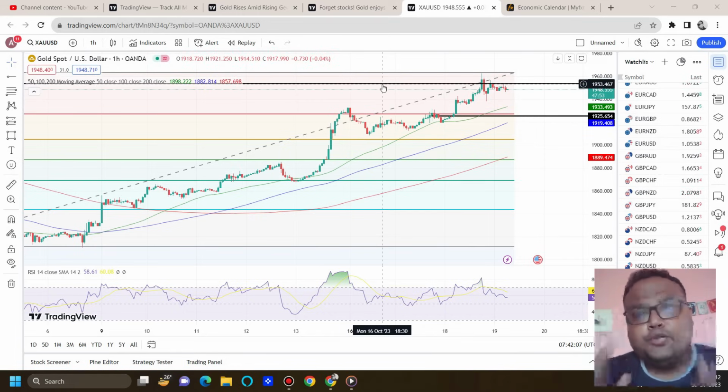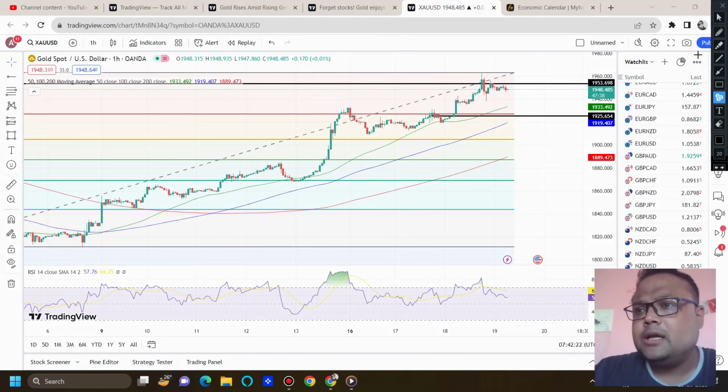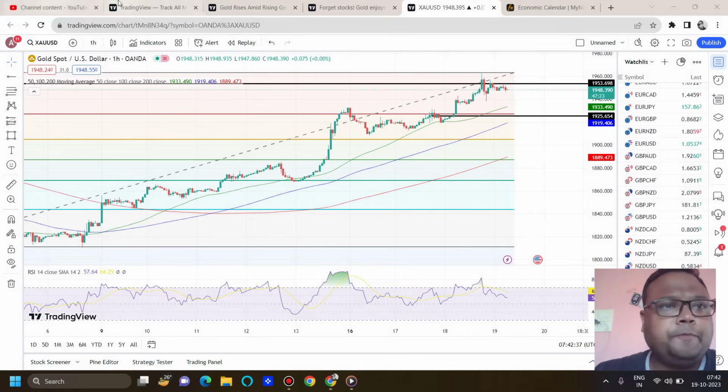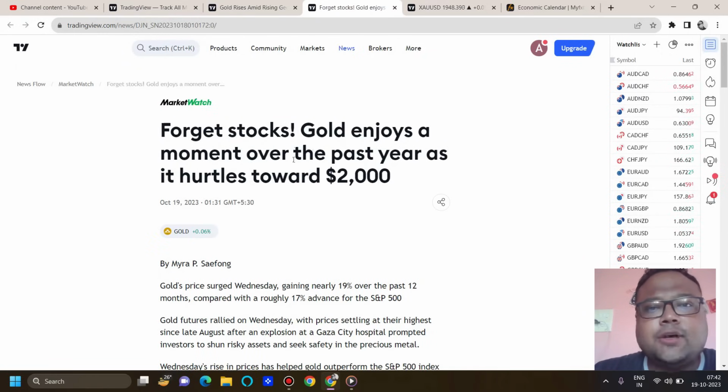So positional traders, swing traders, if you have any buy position on gold, you don't need to worry. Enjoy the trade, because further upside is possible as market sentiment is driving. You don't need to do anything, just sit and watch the market go up. If the tension remains intense like this, then obviously gold will be heading towards the 2000 level, and there is no doubt about it. You can see here: gold rises amid rising geopolitical risks. Forget stocks, gold enjoys a moment over the past year as it hurdles toward the 2000 level.